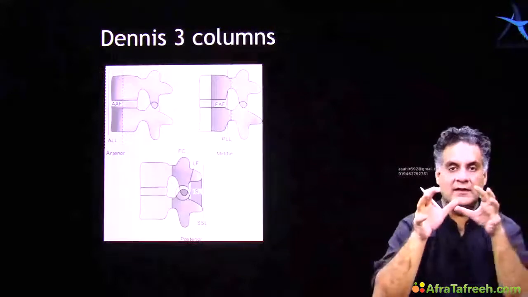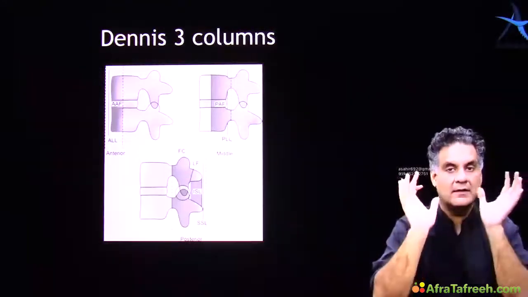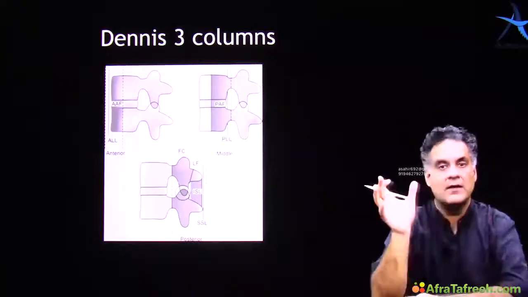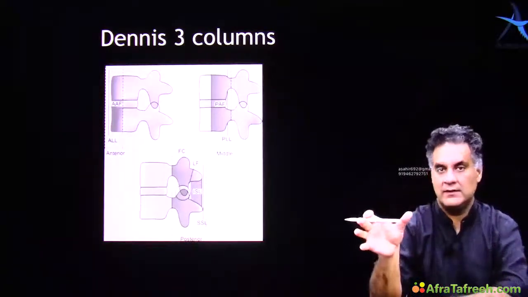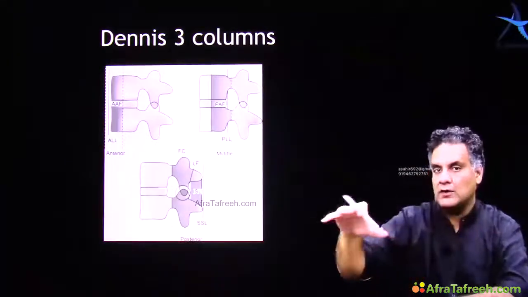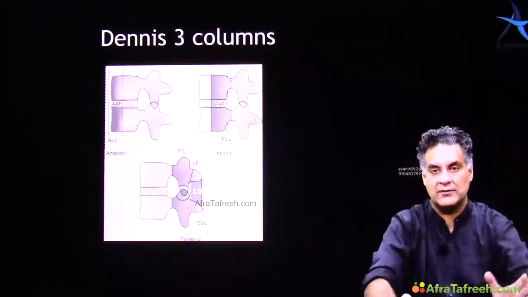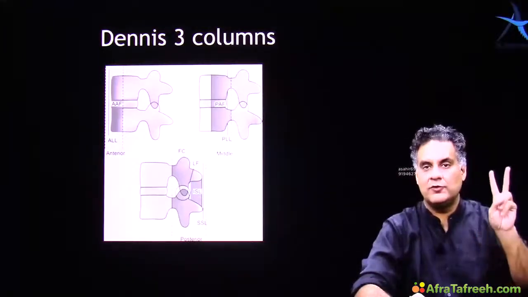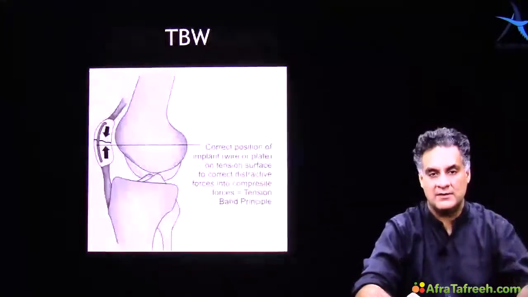Denis has classified the columns of the spine into 3 parts. The anterior part of the vertebral body, the disc and the anterior longitudinal ligament is the anterior column. The posterior part of the vertebral body, the disc and the posterior longitudinal ligament is the middle column. And all the other posterior structures, the pedicle, lamina, the transverse process, and the spinous process, is the posterior column. So if you have involvement of 2 out of 3 columns, it's an unstable injury.